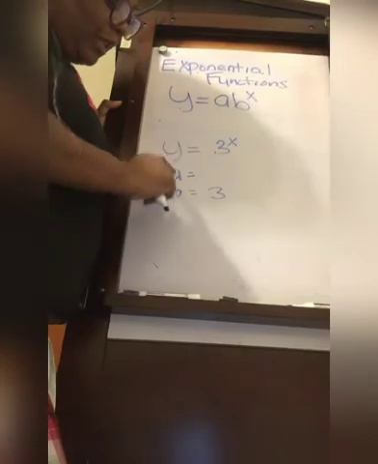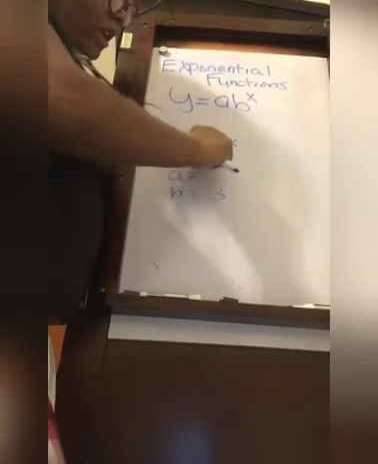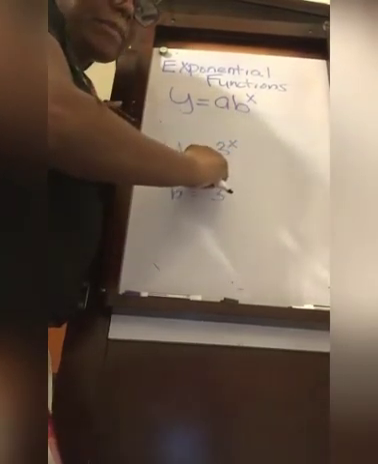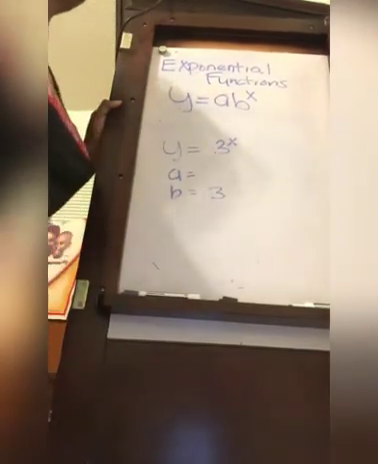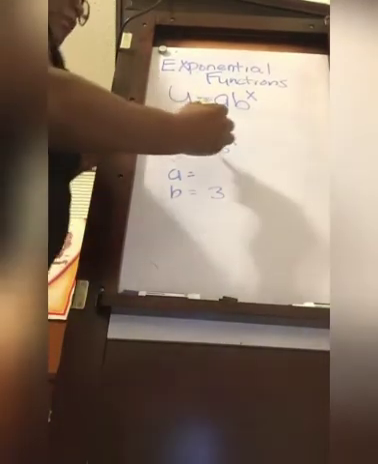All right. Now, A would be our starting value. When we don't see a number in front of a variable in mathematics, it's always understood to be 1.